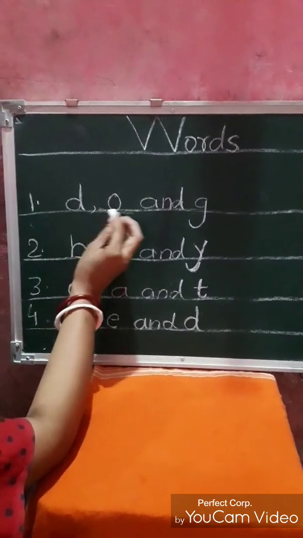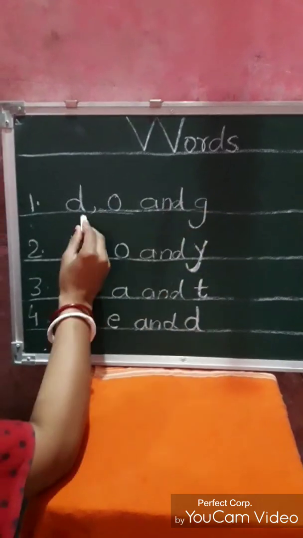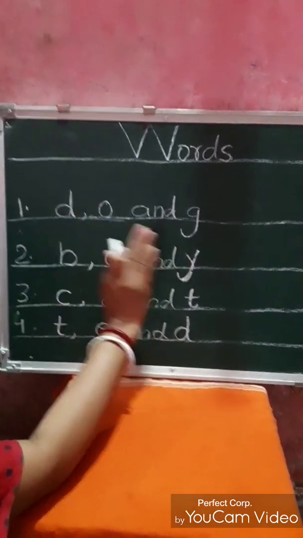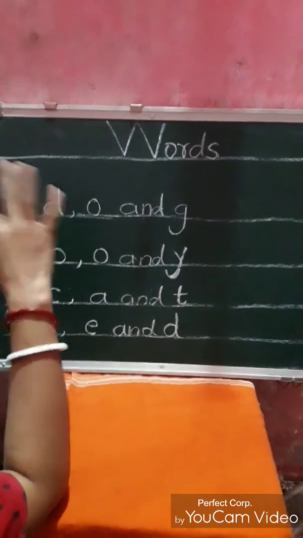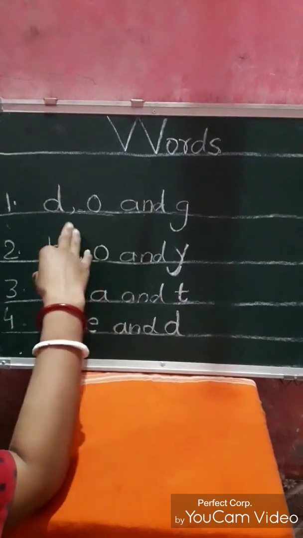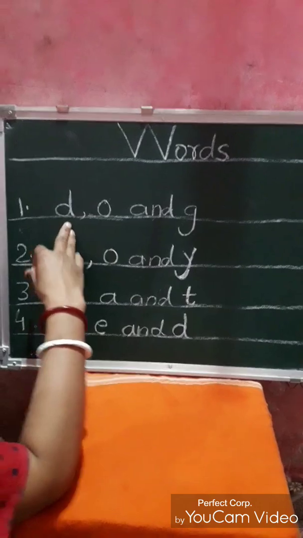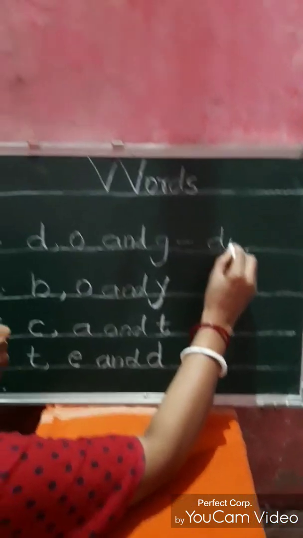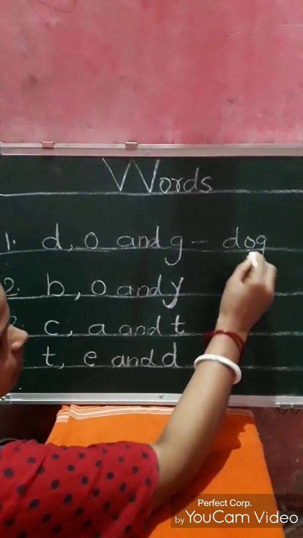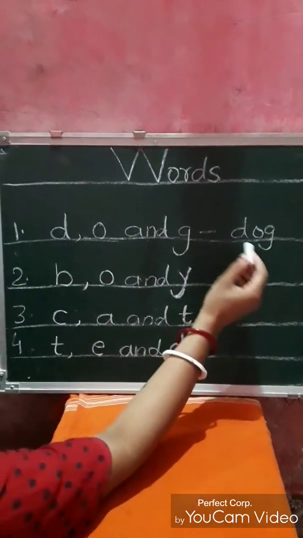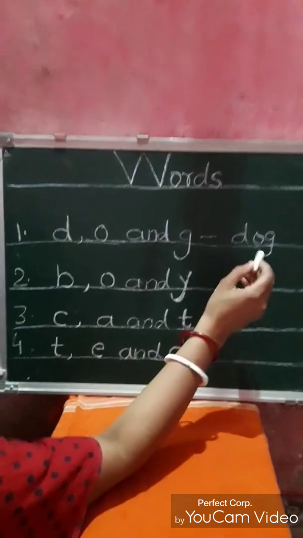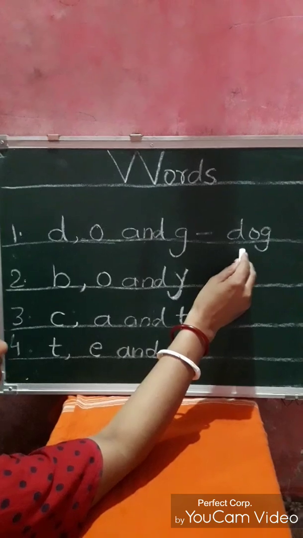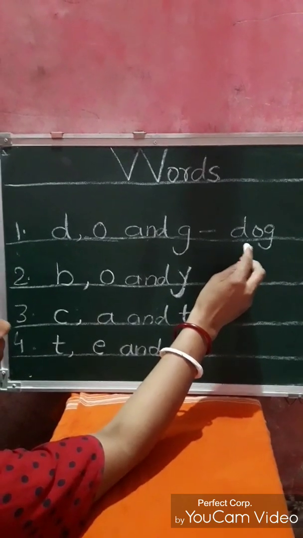In number 1 D, O and G. These D, O and G separately do not have any meaning. But when we write D, O and G together, it is converted into a word which has meaning. DOG means डॉग. डॉग मीन्स इन हिंदी, डॉग को हम कुत्ता बोलते हैं.